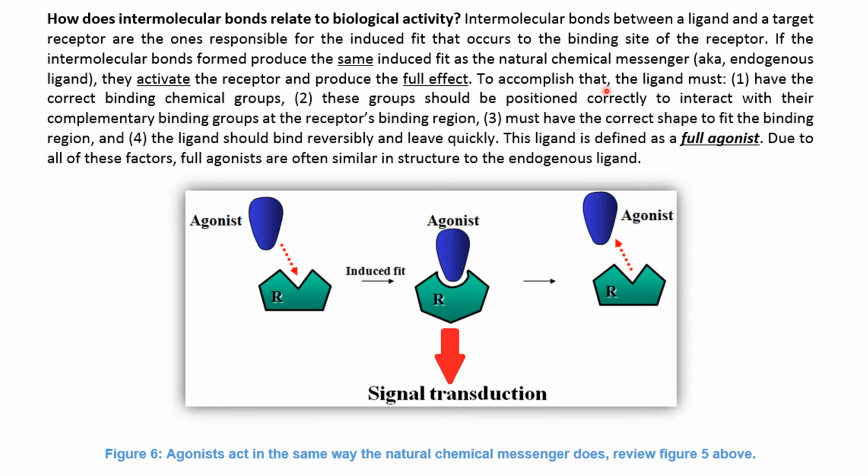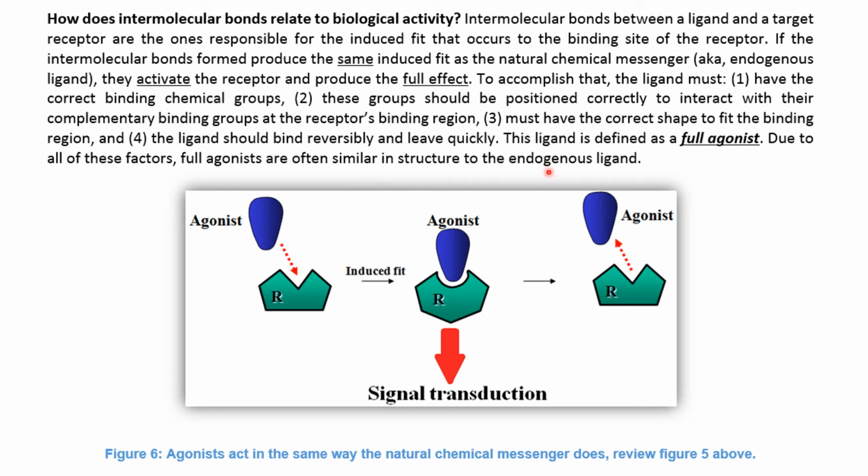To accomplish that, this drug or ligand should have the correct binding chemical groups, and these groups should be positioned in space correctly to interact with the complementary binding sites at the receptor, and they should have the correct shape to fit into the binding site. The ligand should bind reversibly and leave quickly. Due to all these features, it is difficult to design a drug that is very similar to the natural chemical messenger.